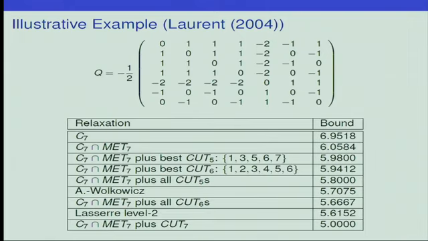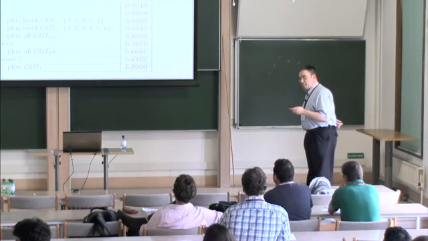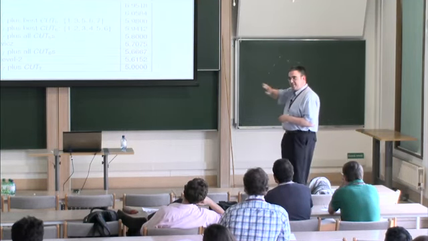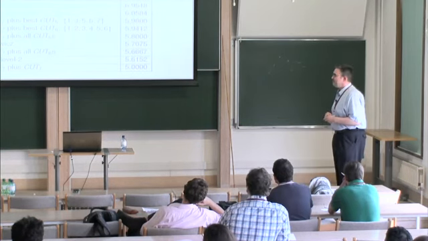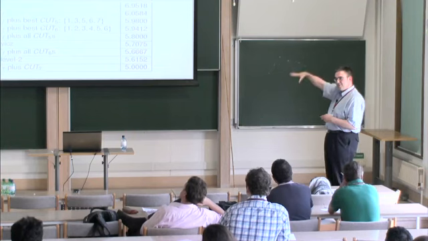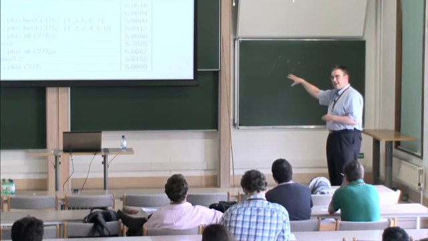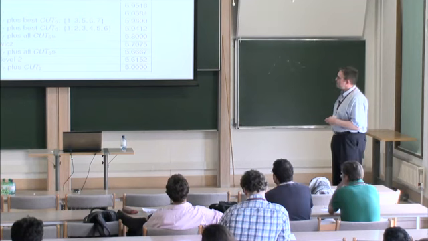Yes? Do you explicitly add all the linear inequalities of cut 5 and cut 6 and so on? I'll get to that in a moment. Let me just postpone. So this is to show what the impact on the bound is. Now there's the question of what do you add, right?